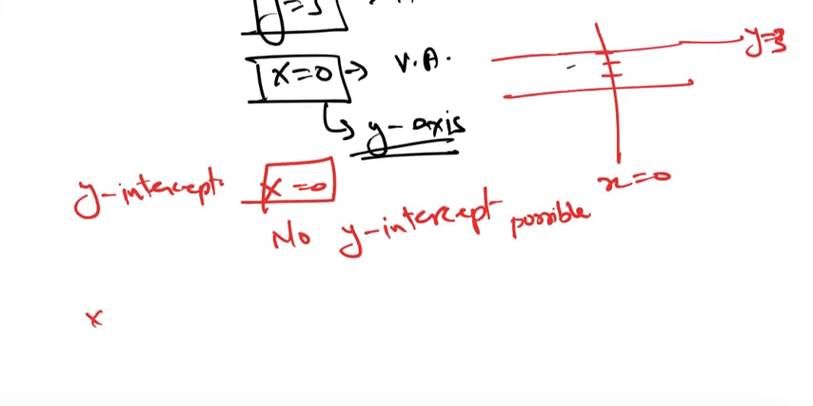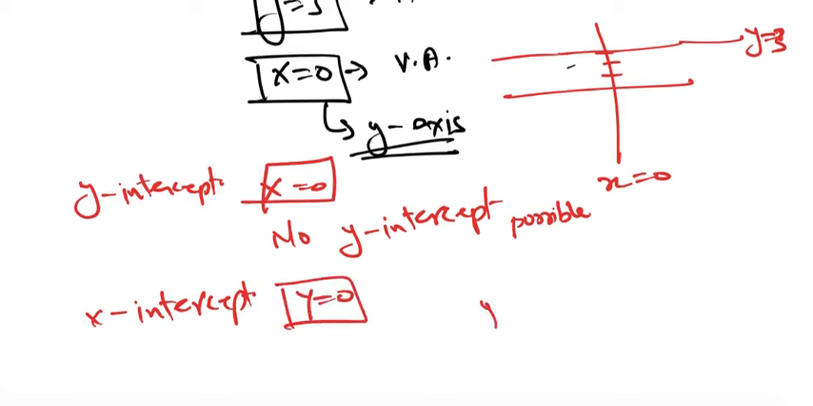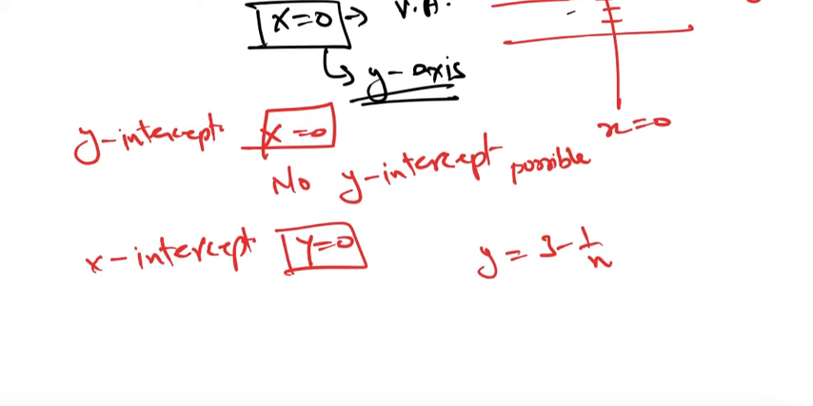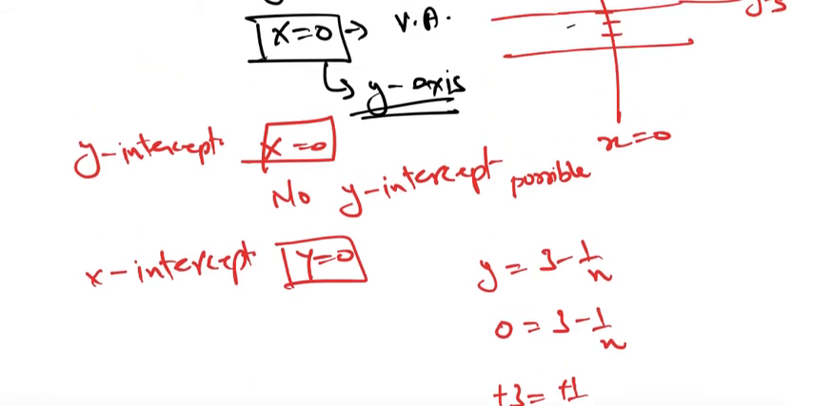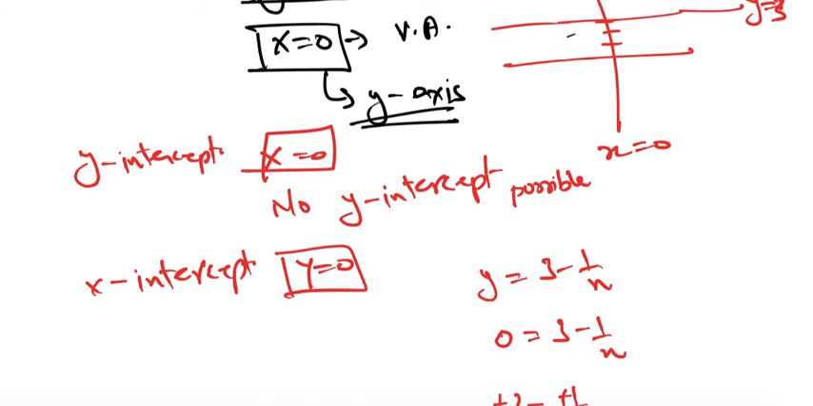Now the x-intercept, we will put y equal to 0. So y equal to 3 minus 1 upon x, 0 is equal to 3 minus 1 upon x, minus 3 is equal to minus 1 upon x, the minus is gone, x is equal to 1 by 3. This is our x-intercept. So 1 by 3 would be somewhere, let's say here.